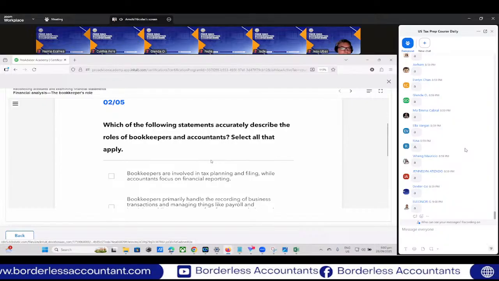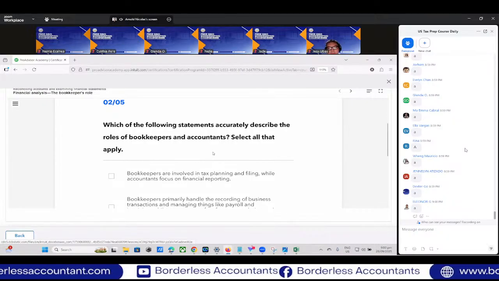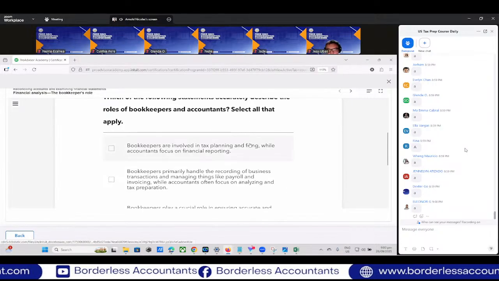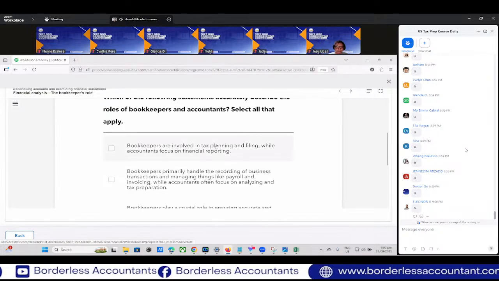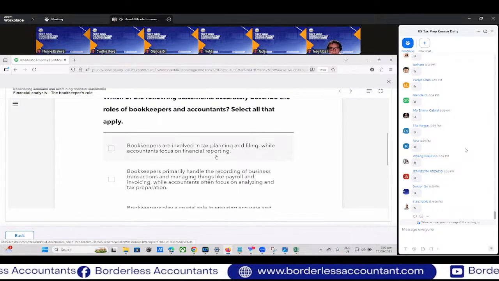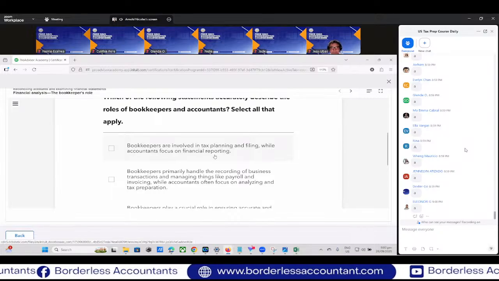Which of the following statements accurately describe the role of bookkeepers and accountants? Select all that apply. Bookkeepers are involved in tax planning and filing, while accountants focus on financial reporting.